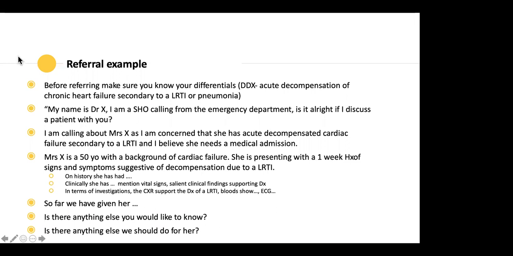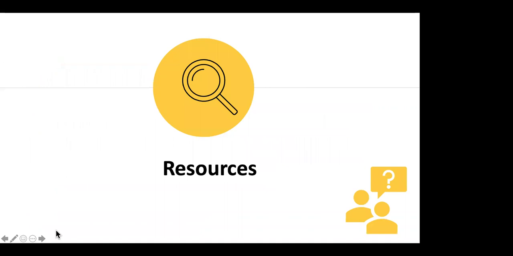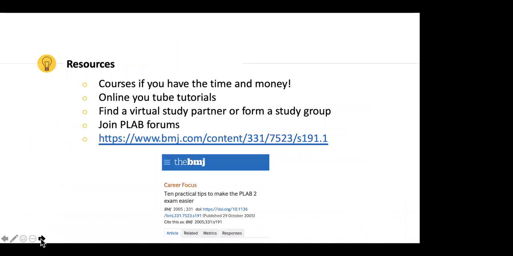Yeah, so I think this is my approach, basically. Okay, so moving on to resources. We're almost at the end now. Sorry, it's gone a bit over time. You can attend courses if you have the time and money, but remember that there are many people who have passed on their first attempt, like myself, without any courses. You can look up online YouTube tutorials. There are a lot of OSCE-based tutorials, and we will also be running future OSCE-based scenarios. They might not be live, but they will be on our YouTube channel.